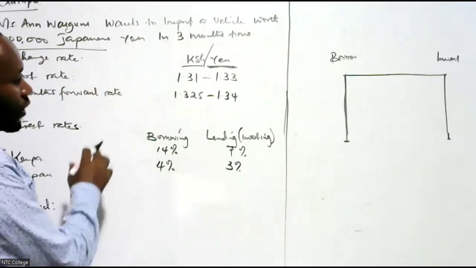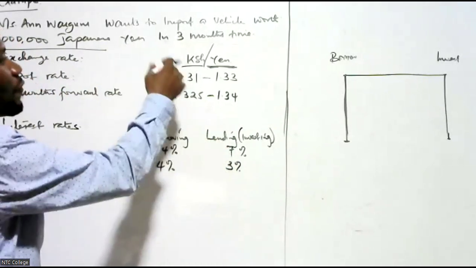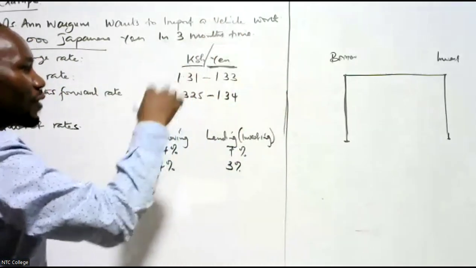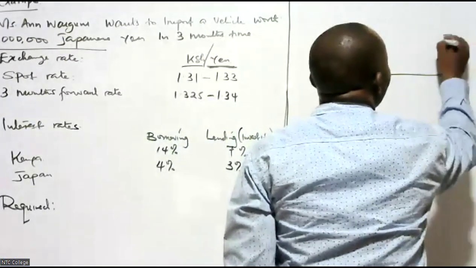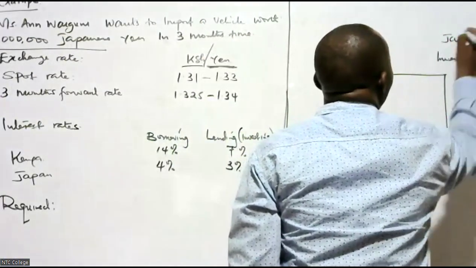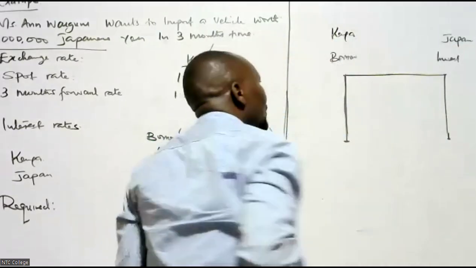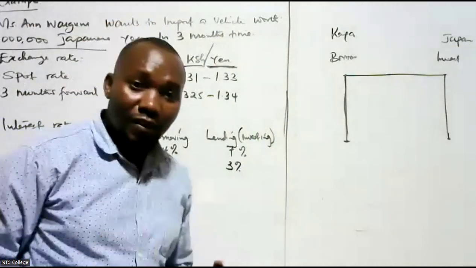So that means that this one, we are going to invest in Japan, because it is a foreign payment. We are going to make payment in Japan after 3 months. So we need to invest in Japan. Therefore, this part will be Japan. It is the country where we are investing. And borrow here is Kenya. Are we together?